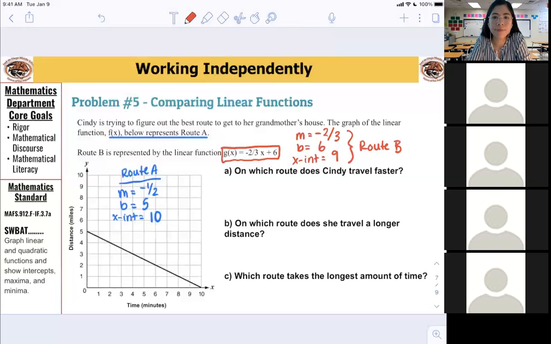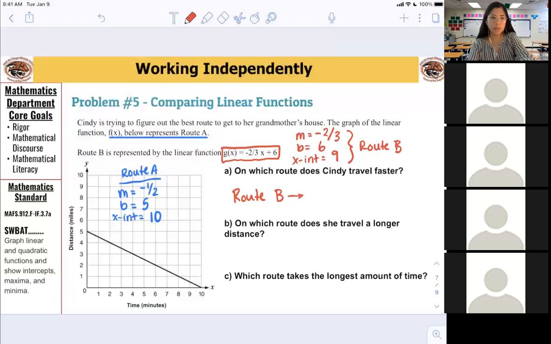Root B. Root B, good. And what number did you look at to identify that? The B. Because for root A, the B is 5, and root B, the B is 6. Okay, but what does the B represent? What does the y-intercept represent?